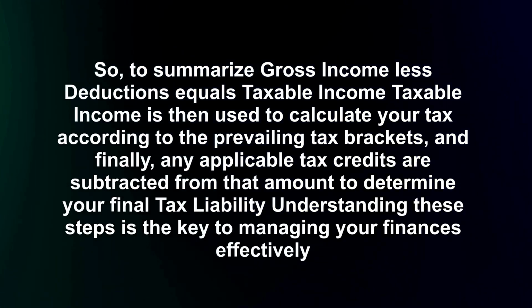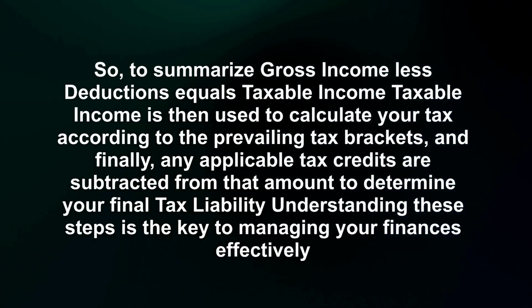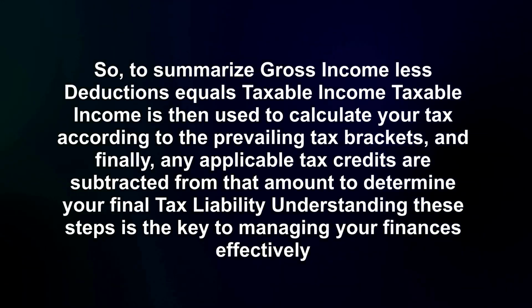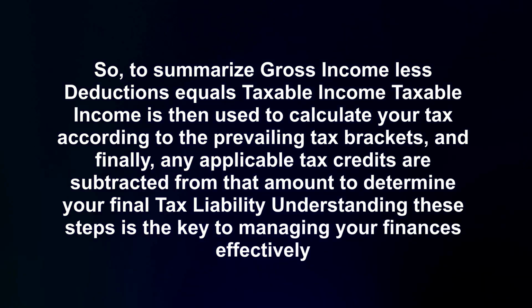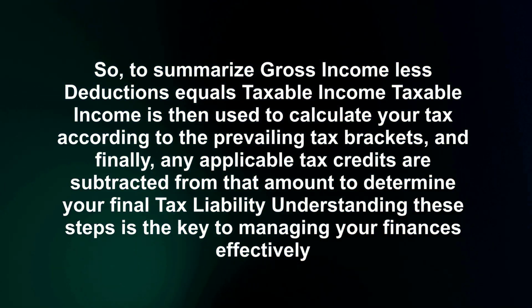So, to summarize, gross income less deductions equals taxable income. Taxable income is then used to calculate your tax according to the prevailing tax brackets. And finally, any applicable tax credits are subtracted from that amount to determine your final tax liability. Understanding these steps is the key to managing your finances effectively.